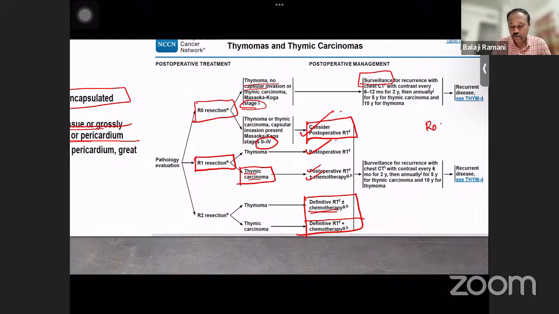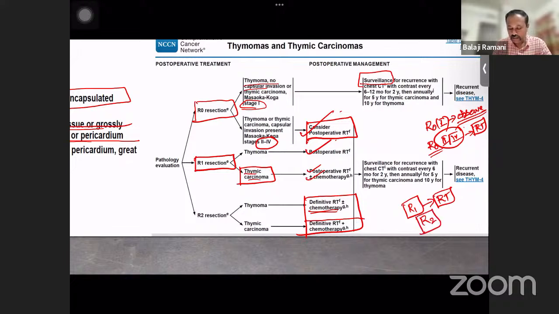Anything which is R0 and stage 1, then you just observe. Okay, so R0 stage 1 Masaoka stage, you just observe. When you have an R0 resection, but it is stages 2 to 4, so completely resected but the stage is a little bit more, then you can go for RT. Okay, then you have to plan for RT. On the other hand, when you have any kind of R1 tumor, again, you will definitely have to plan for radiation therapy. And when it is an R2 disease, then you have to plan for chemo plus RT.